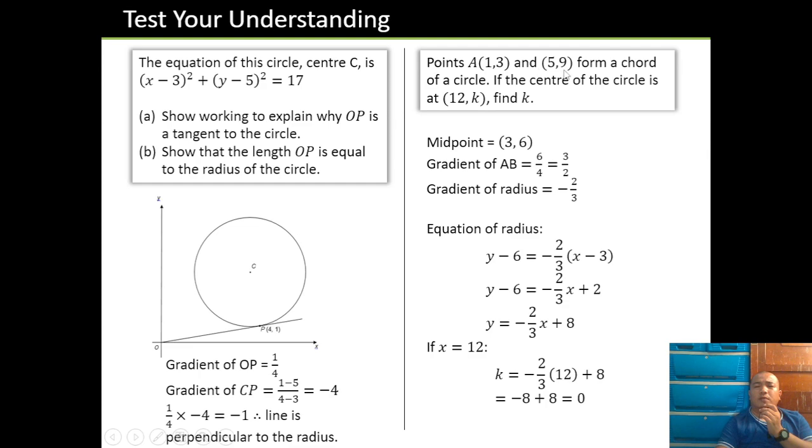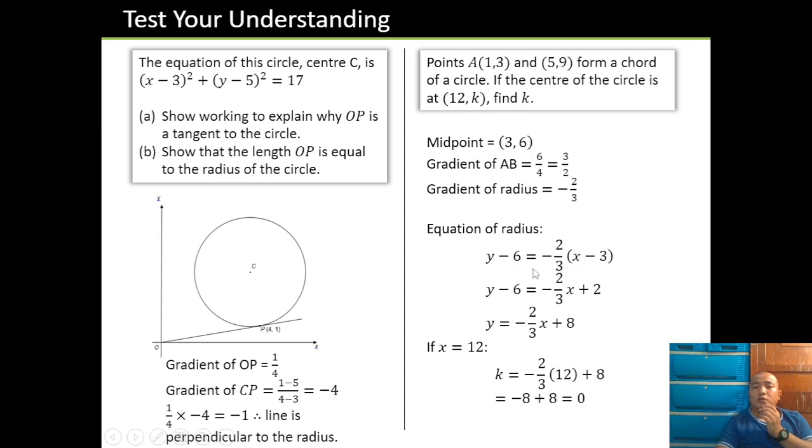Point A, 1, 3 and B, 5, 9 form a quarter of a circle. The center of the circle is (12, k), find k. So, first the midpoint of AB, which is (3, 6). And then the slope of this, 9 minus 6 over 4, 3 halves. Therefore, the gradient of the radius is negative 2/3, the negative reciprocal of 3 halves.